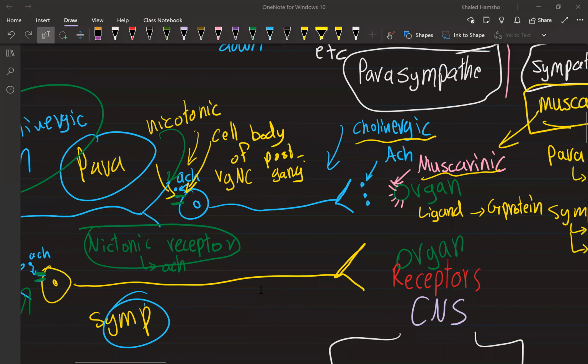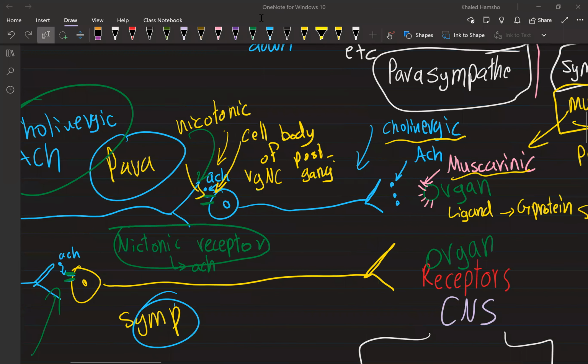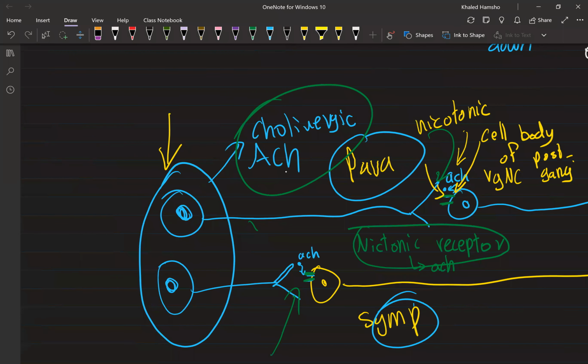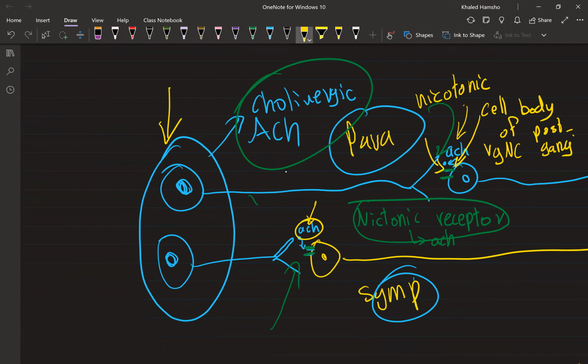What's the receptor on the organ for sympathetics? I'll get into it right now. Are the sympathetic and parasympathetic the same? In the first neuron, yes, they are the same. These are identical neurons that do the exact same thing. They bind to the exact same receptor with the exact same neurotransmitter, which is acetylcholine. Acetylcholine will come here and bind to the nicotinic receptor again. They both have the same thing.